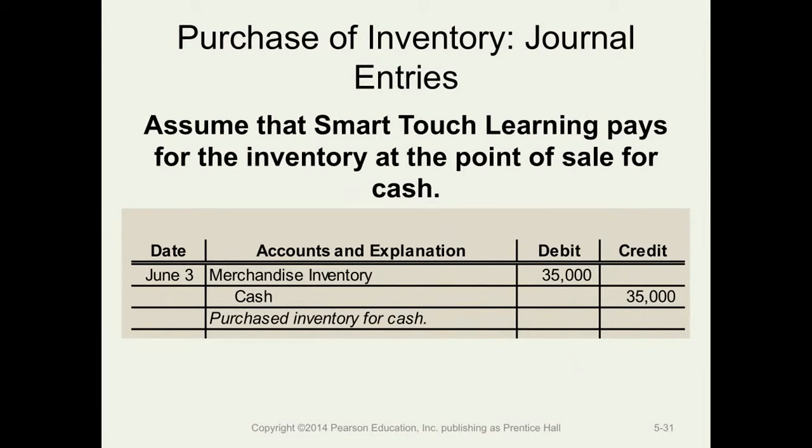Smart Touch gets the invoice. By the time they receive it, let's say it's June 3rd, it's dated June 1st, they debit merchandise inventory and they credit cash. And that's if they pay it immediately on the date of the transaction.